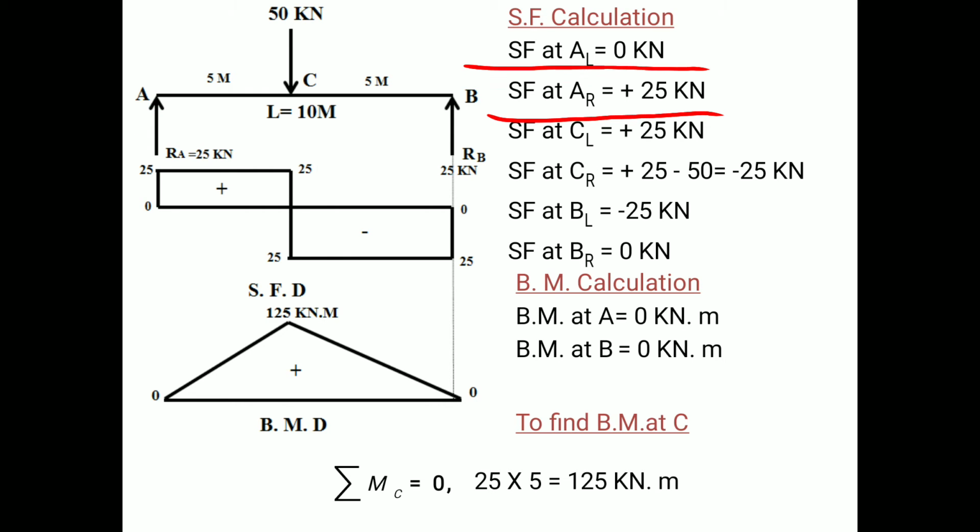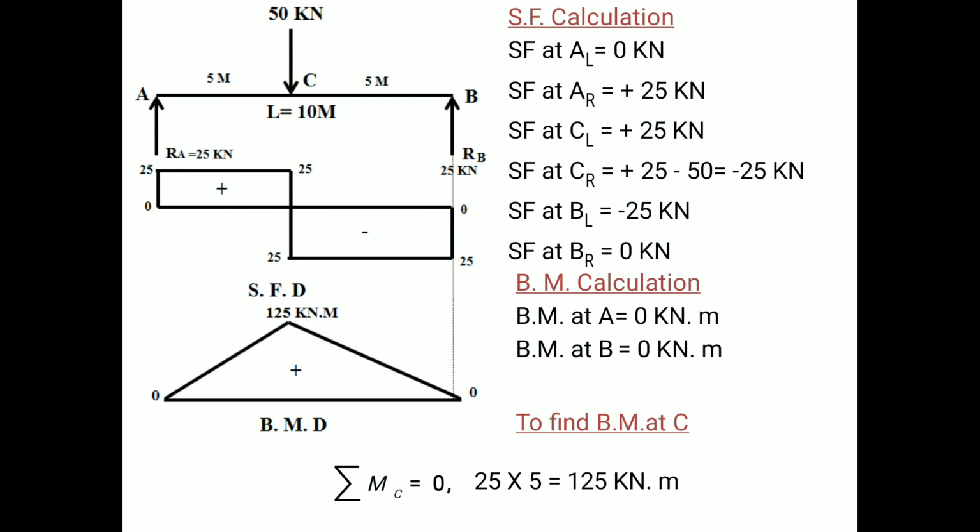And shear force at right of C will become 25 minus 50, because when we calculate the shear force right of any point, that load we have to consider while calculating the value of shear force. Now we are calculating it for the right hand side, therefore it is 25 minus 50, which is acting in downward direction. We have a minus sign because this 50 is acting in downward direction. Therefore the final answer is minus 25 kilonewton.